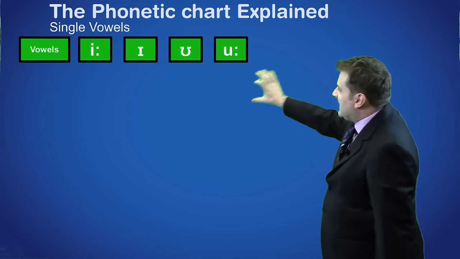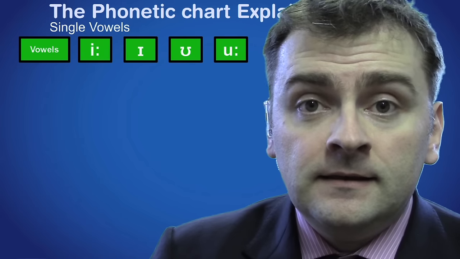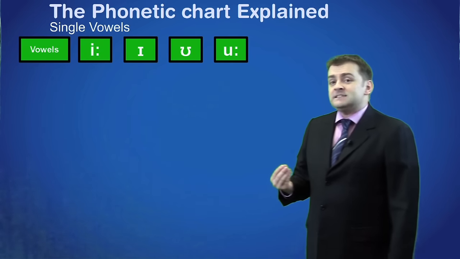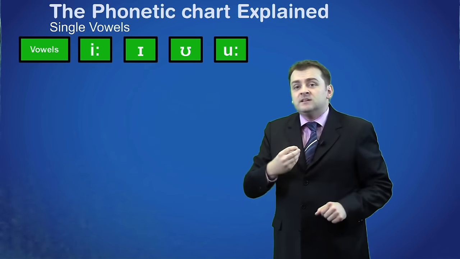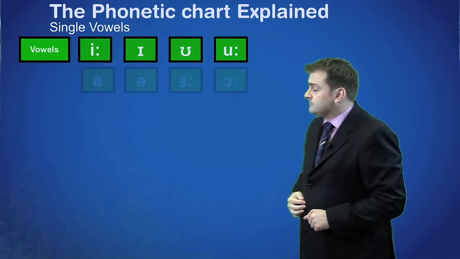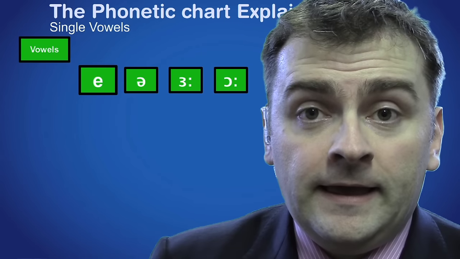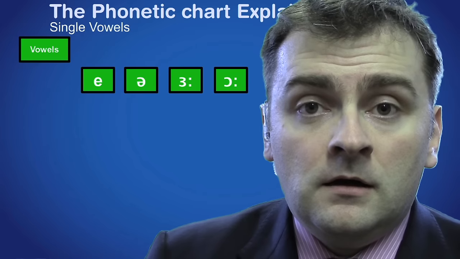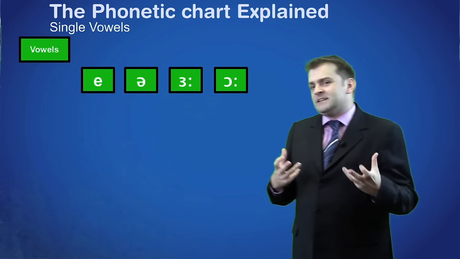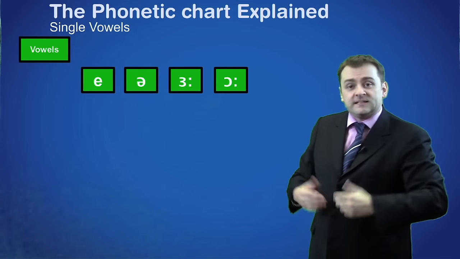On the top row, we have the sounds E, I, U, and U. With all these sounds, the mouth is almost closed, and the sound is made at the top of the mouth. That's why they're on the top row. On the second row, we have the sounds E, U, U, and O. Now, the mouth is a little more open, and it feels like the sounds come straight out through the middle of the mouth. That's why they're on the middle row.